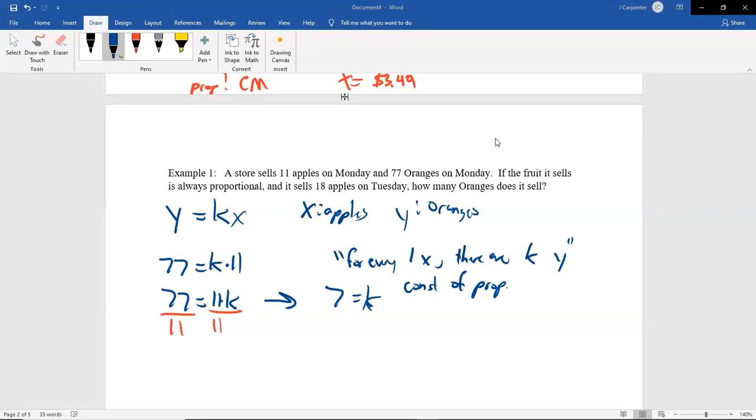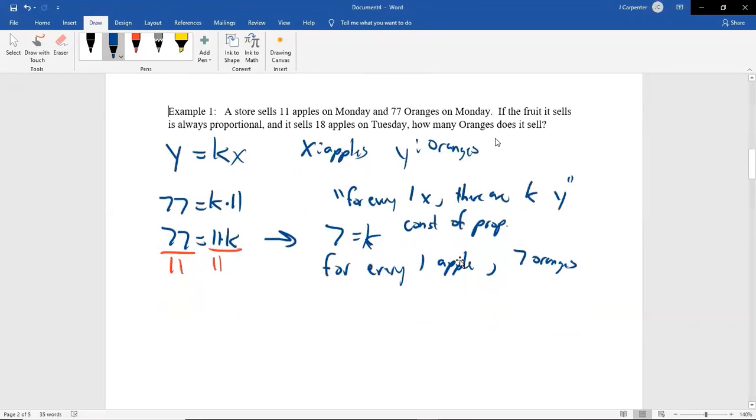All right, so again, for every one of the x item, there's k, that number of the y item. So more specifically, we're saying for every one apple sold, they sell 7 oranges. So if there were 2 apples sold, that means 14 oranges. If there were 3 apples, 21 oranges. If there were 4 apples, 28 oranges. You can actually roll through multiples and multiples of 1 very quickly with that idea. You just keep adding 7, keep adding 7, keep adding 7.